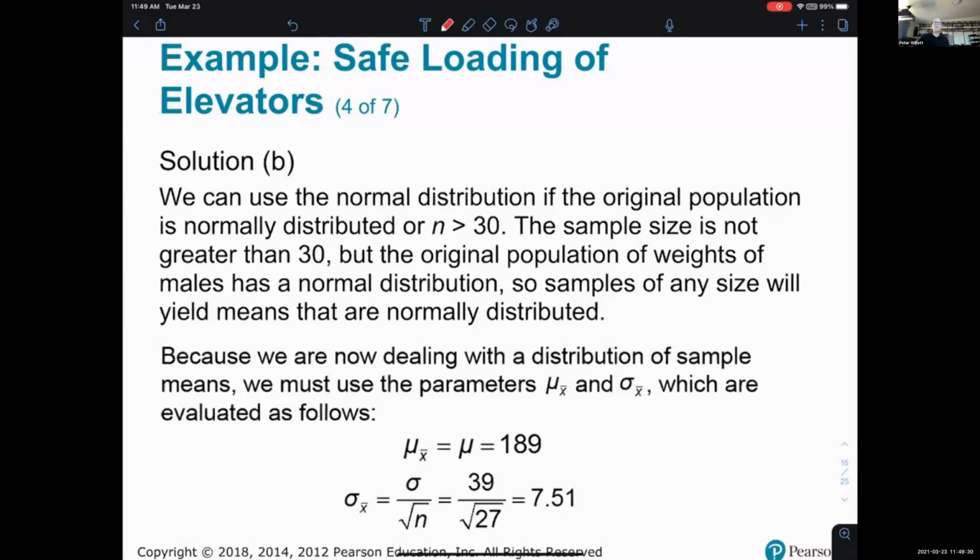Because we are now dealing with a distribution of sample means instead of individuals, we must use the parameters mu sub x bar and sigma sub x bar. Mu sub x bar is just mu, it's still 189, but sigma sub x bar, you take the 39 that you had and divide by the square root of 27. It looks like that's a little less than 10, 7.5. And as I was saying, when the group gets bigger, the standard deviation of their distributions gets smaller. So now we have a much smaller standard deviation than we would for an individual of the population.